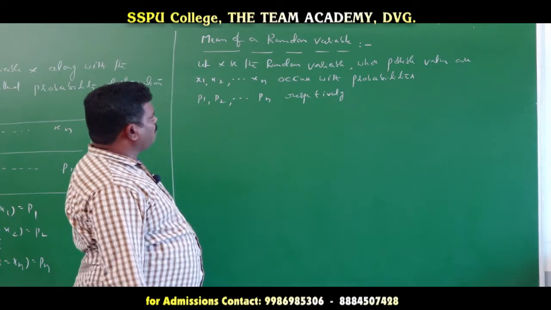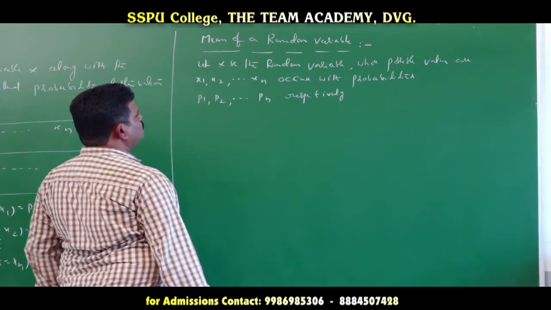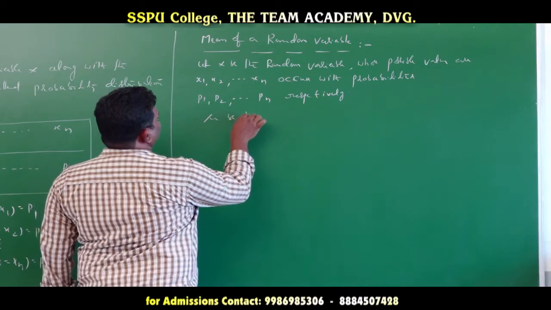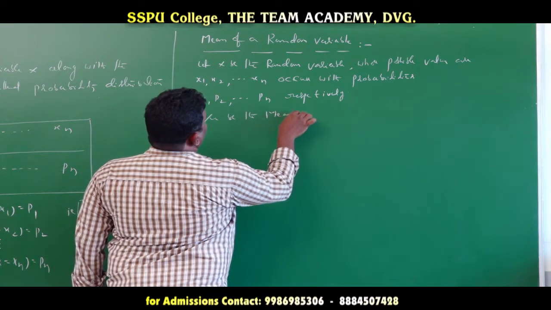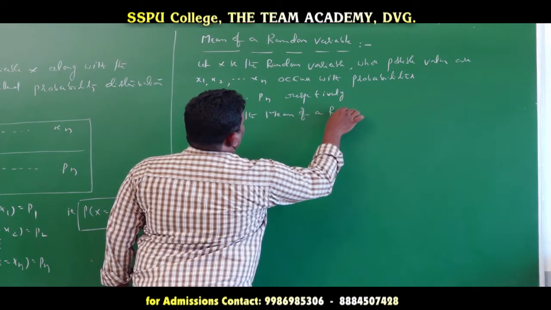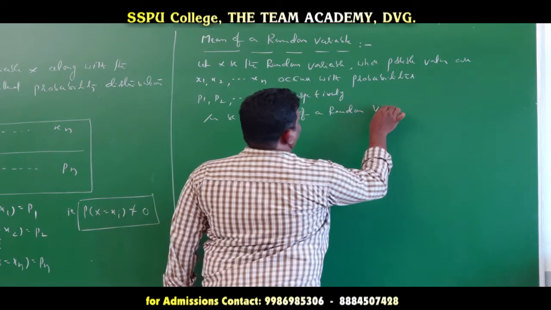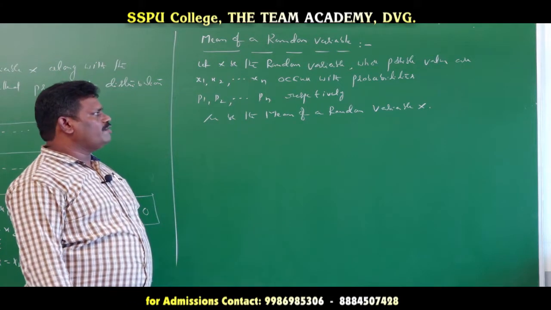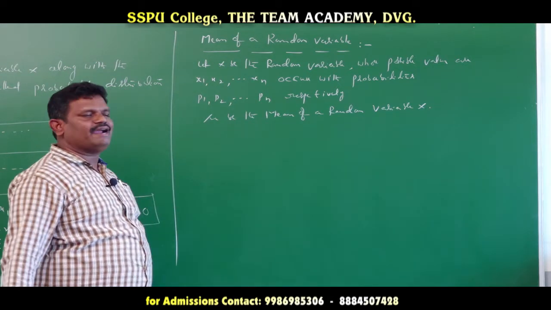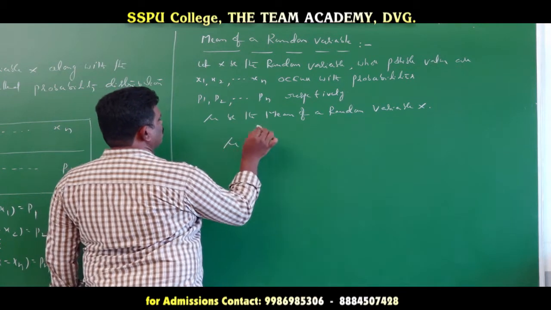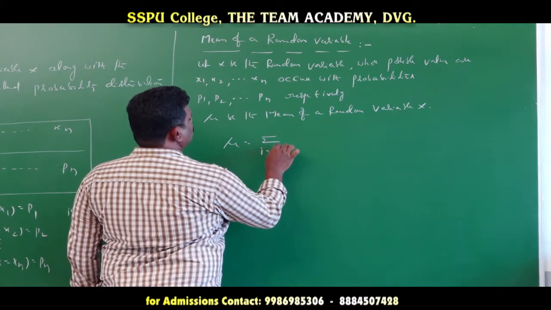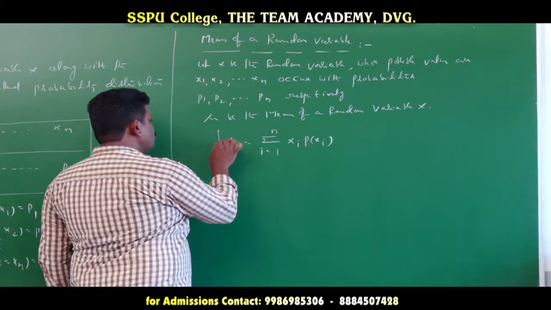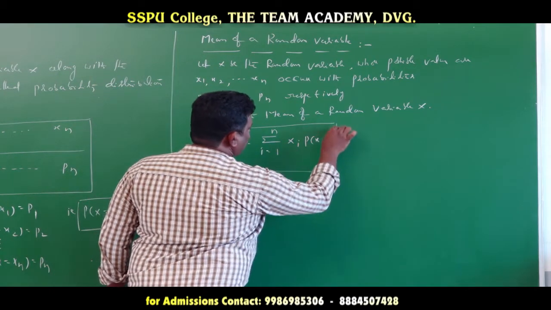Then how do we define the mean of a random variable? Suppose we take mu as the mean of the random variable x. This value is defined as mu is equal to the sum from i equals 1 to n of xi into the probability of xi. Now this represents the mean of the random variable.